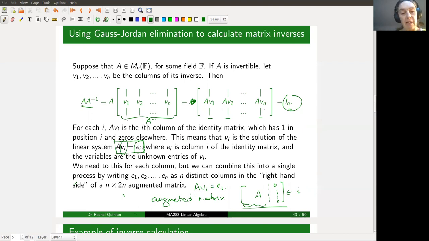So one remark about that is that all of these right-hand columns in these different versions of this setup for the different columns of the inverse of A have the same coefficient matrix and only differ in the right-hand columns. So rather than going through the whole process n times, once for each column, we can just write all of the columns together in the right-hand n columns of an n by 2n augmented matrix.